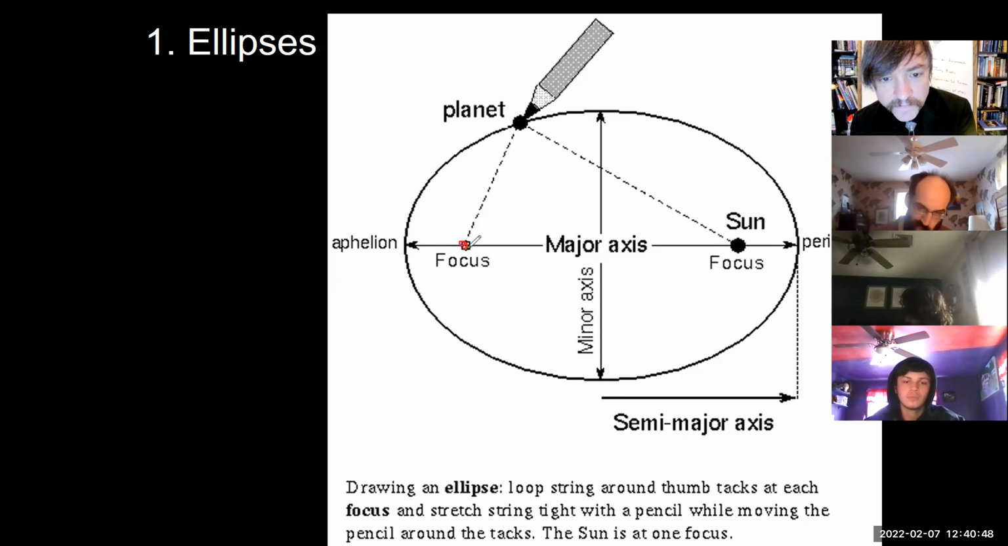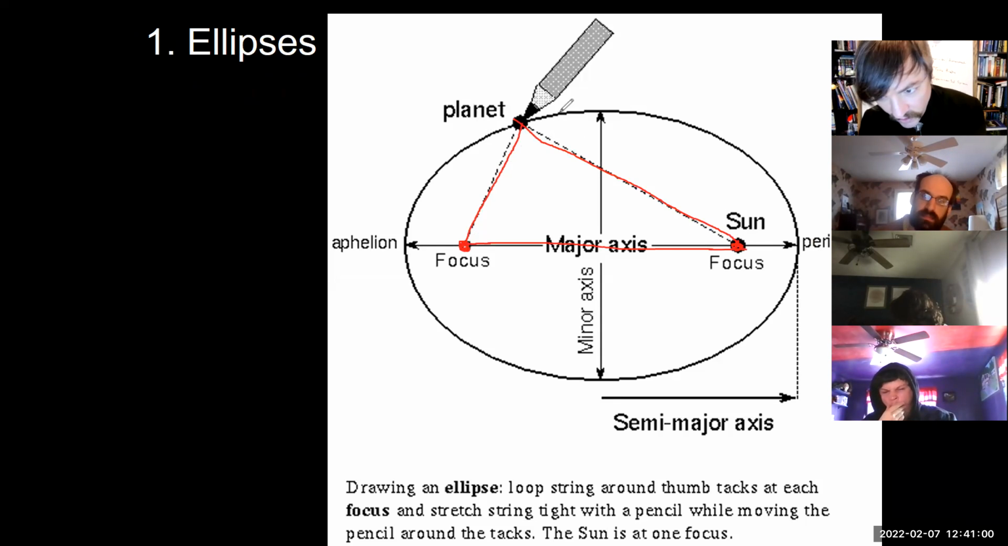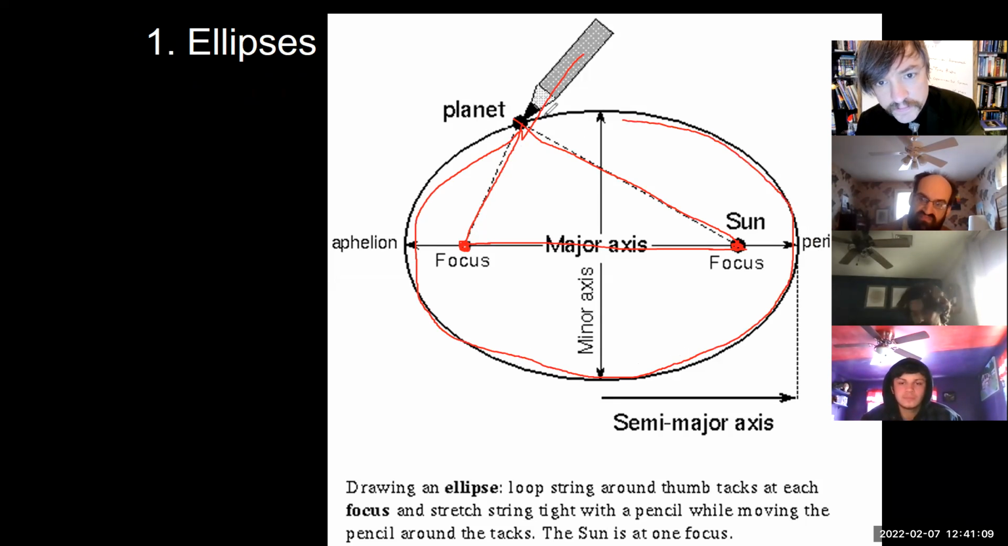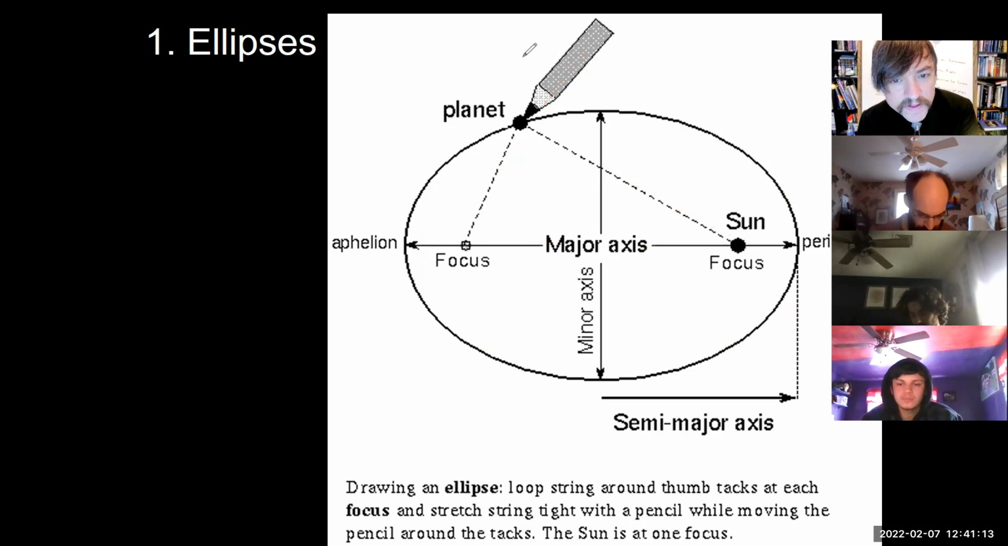at the beginning of lecture. We're going to take two thumbtacks and put them into the cardboard, and we're going to tie a loop of string around the metal part of the thumbtacks or push pins. Then you take a pencil, put it through the string, and drag it along the paper, and out comes an ellipse.